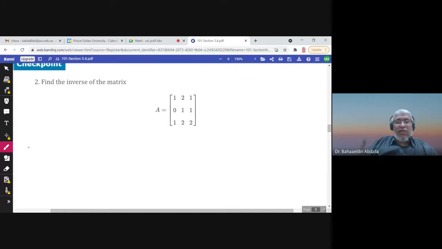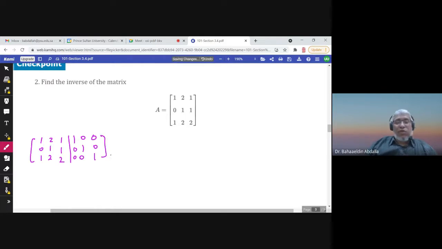Well, to find the inverse of this matrix, I write 1, 0, 1, 2, 1, 2, 1, 1, 2. This is the matrix A. And then I write the identity matrix.